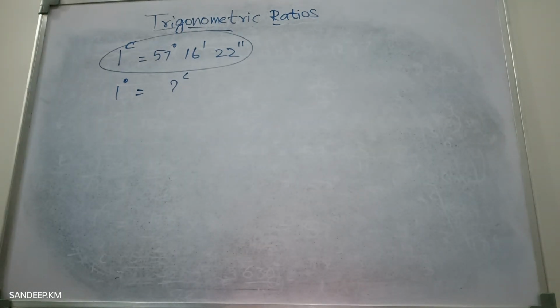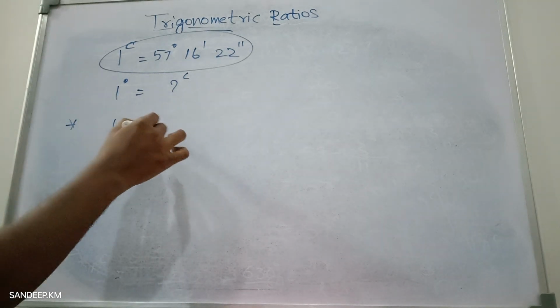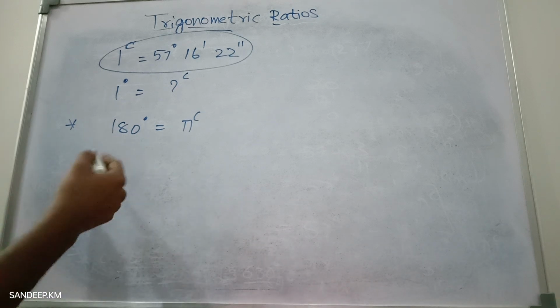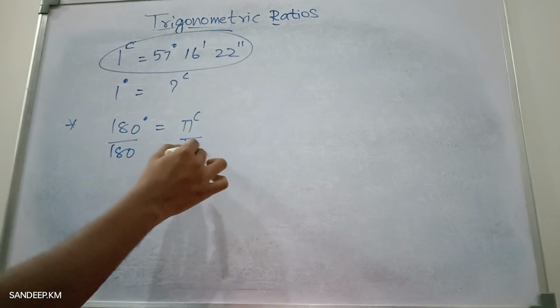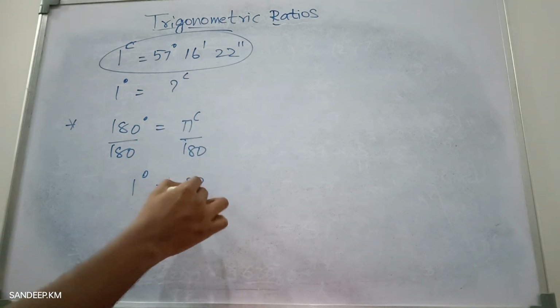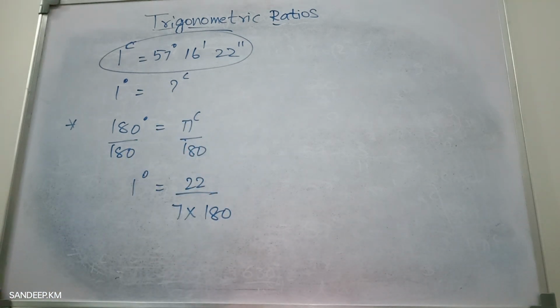Okay, dear students. Now, we know that 180 degrees is equal to pi radians. You want 1 degree, right? So divide with 180 on both sides. So when I divide with 180 on both sides, I'll get 1 degree on the left side, and pi means 22 by 7, and 180 is already there in the denominator.